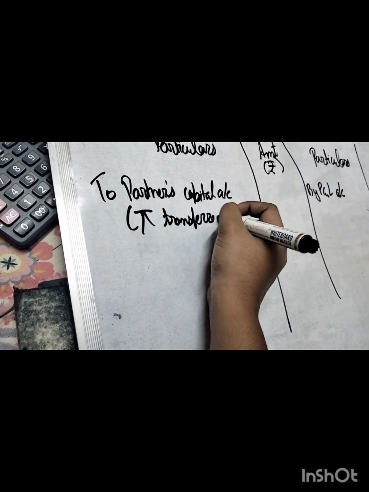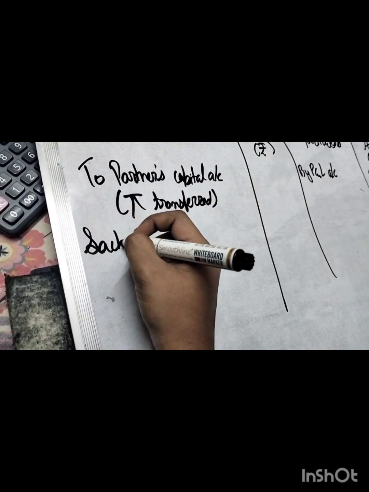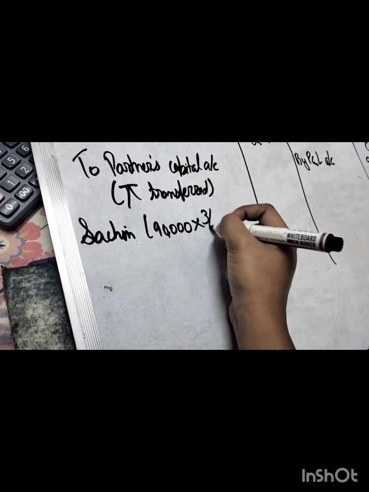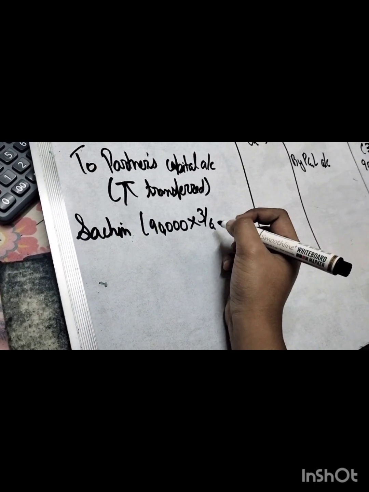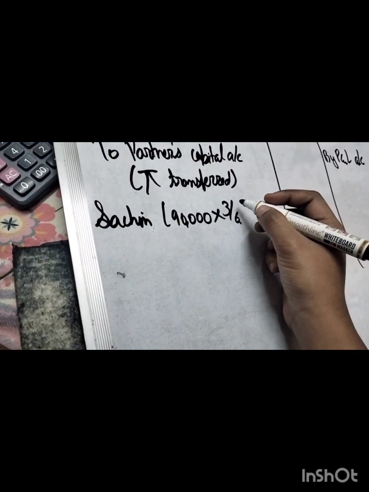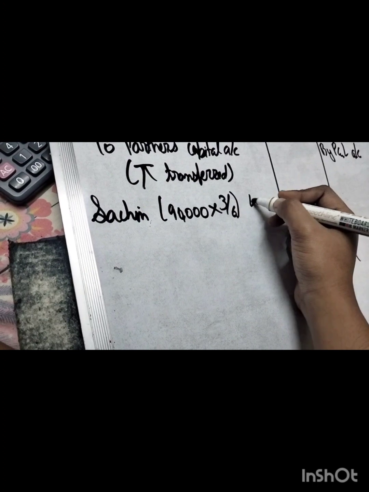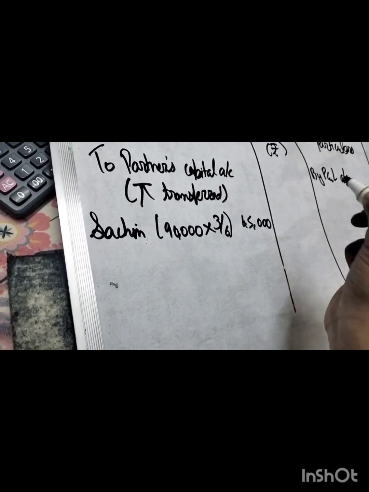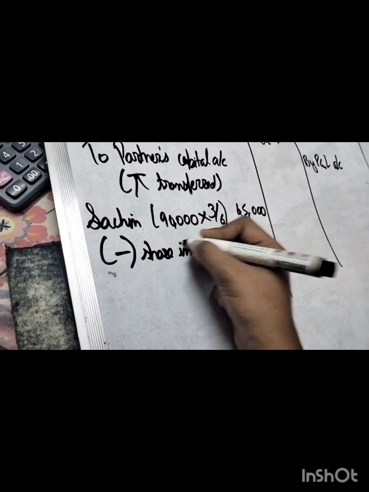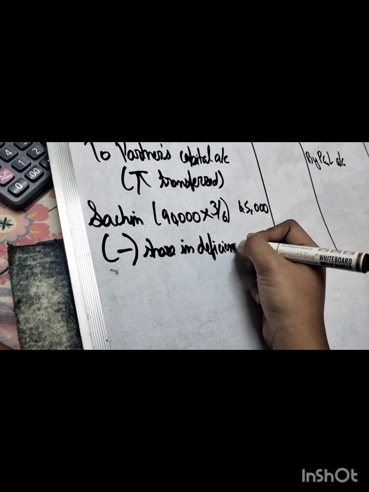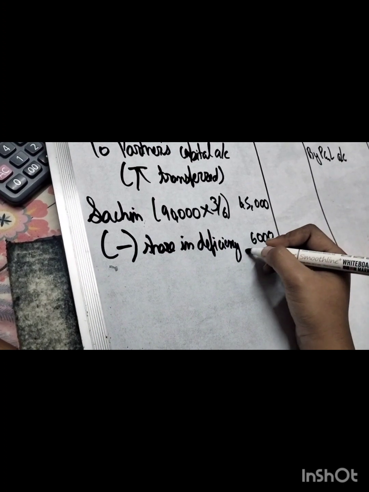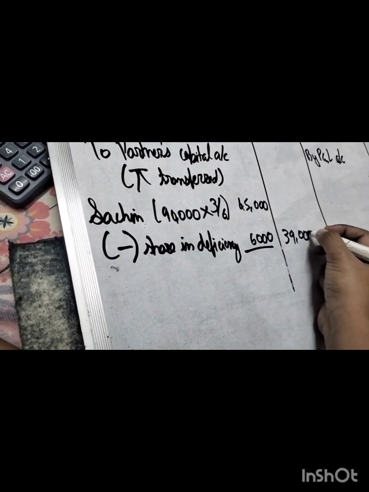You write profit transferred. Next you write the name Sachin. So the profit is 90,000 into 3 by 6. 3 by 6 is because they have admitted a new partner, that is Dhoni. So the new ratio is going to be 3:2:1. Always remember 90,000 into 3 by 6. That's going to be 45,000. And from this 45,000, you subtract his share in deficiency. You already calculated the deficiency before. So you subtract 6,000. So 45 minus 6 is nothing but 39,000.